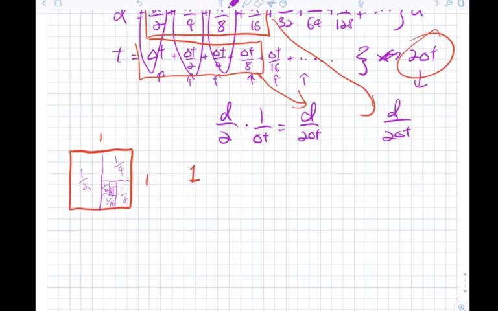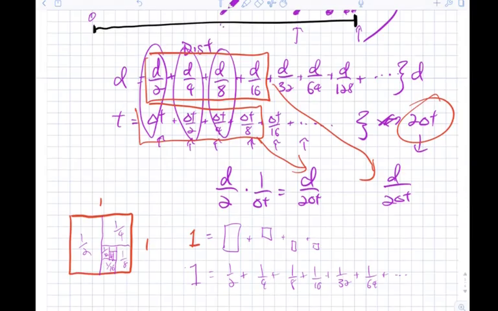And what this means is, if you add up all these different little pieces, it'll be the first piece plus the second square plus the third square plus the fourth square, etc. So 1 is equal to 1/2 plus 1/4 plus 1/8 plus 1/16 plus 1/32 plus 1/64, etc. Right?